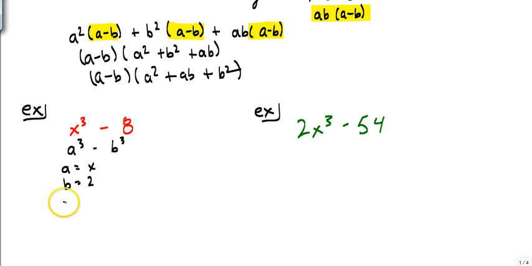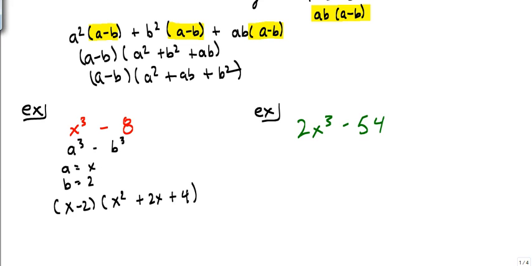So a minus b becomes x minus 2. A squared becomes x squared. A times b, so that's just 2x. And b squared, which is 2 squared, which is 4. And there it is. That is the factored version of the difference of two cubes.